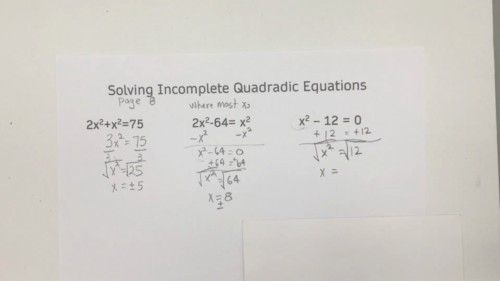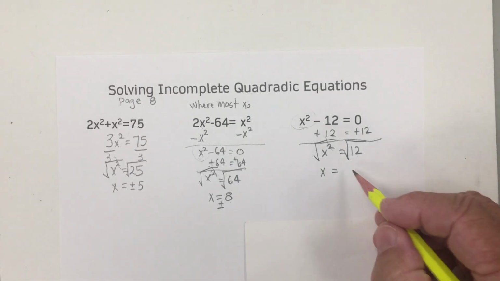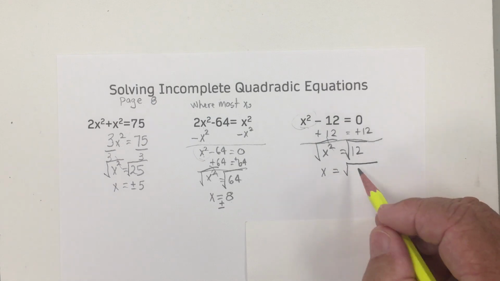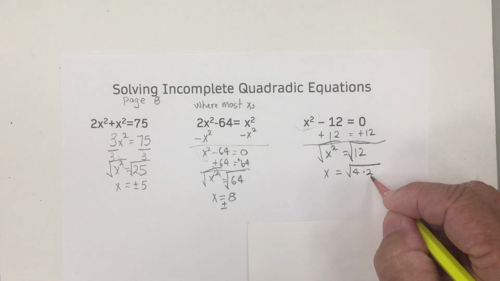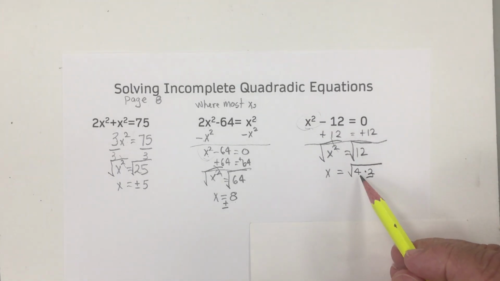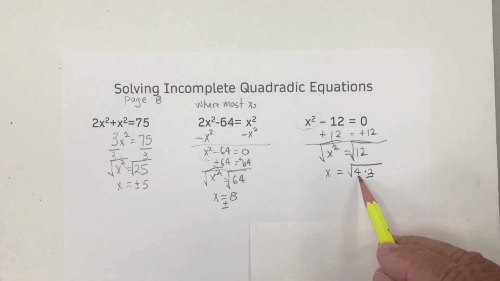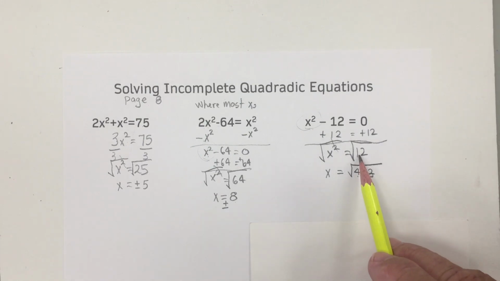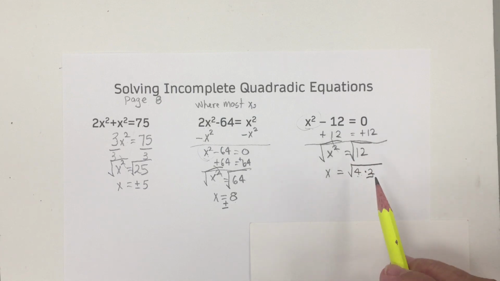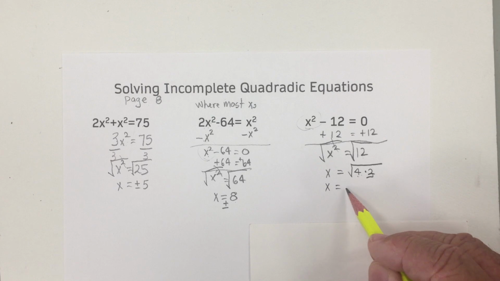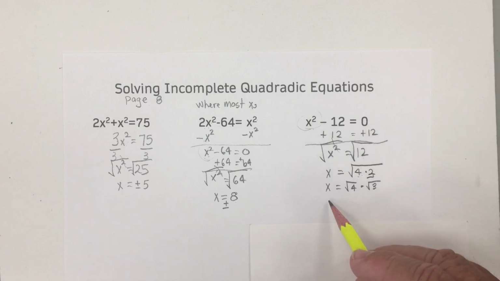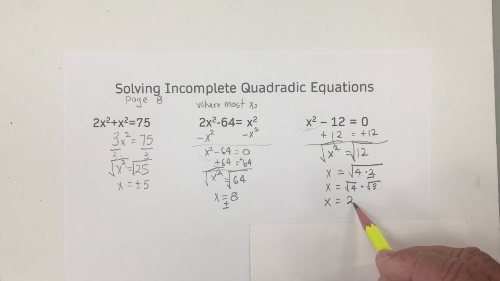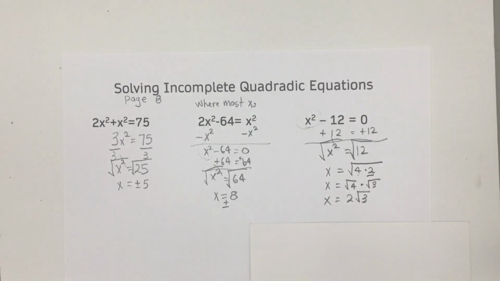So what do we do? We don't want to leave it that way, but we can simplify it. We did it in the last book. We can look at it and say, all right, well, I know that 4 times 3 is 12. And 4 is a perfect square. So what two numbers do we multiply to get 12, where one of them is a perfect square? So x equals the square root of 4 times the square root of 3. X equals 2 square root of 3. So that would be our final answer.